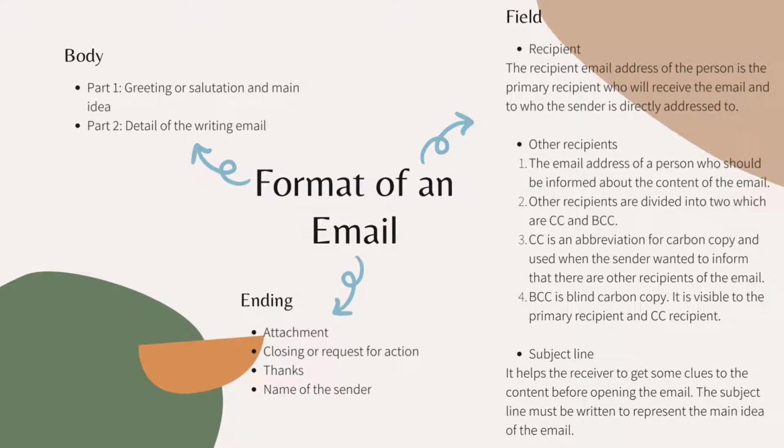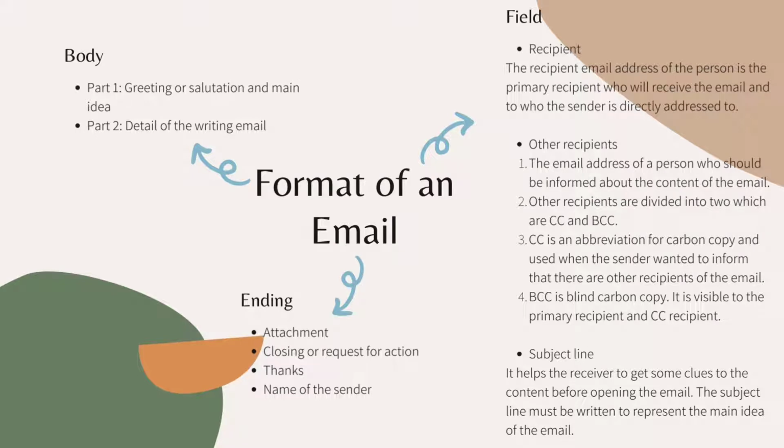Next, the format of an email has three parts. The first part is the field. In the field, we have the recipient, other recipient, and subject line. For the recipient, it is the email address of the primary recipient who will receive the email and to whom the sender is directly addressed. Then for other recipient, it is the email address of a person who should be informed about the content of the email.